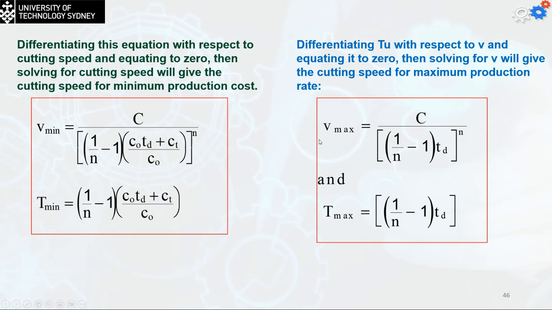For the V maximum, the equation is going to be simpler because we are not going to use the parameters of the cost of the operation, the cost of the tool and the tool changing time, but instead it's going to be this simple equation. The T maximum, which is going to be shorter than the T minimum because the higher velocity is going to be used, is given by the following equation.